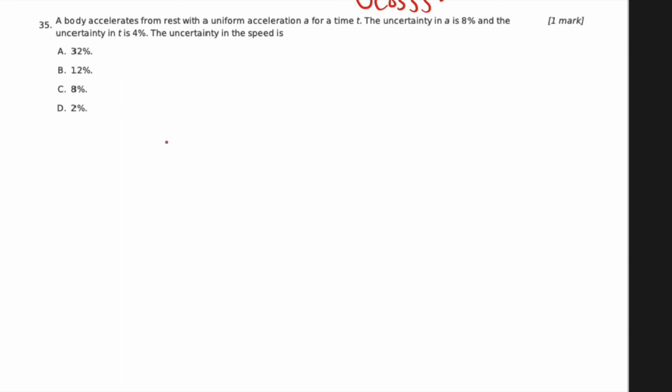A body accelerates from rest with a uniform acceleration a for a time t. The uncertainty in a is 8%, and the uncertainty in t is 4%. The uncertainty of the speed is what? So just add up all the fractional uncertainties together. 8% plus 4% is equal to 12%. So B is the answer.